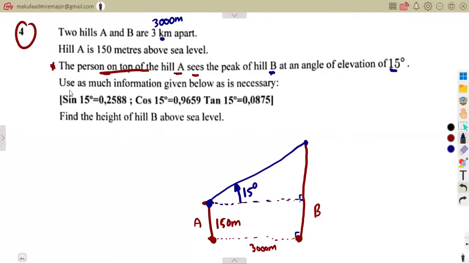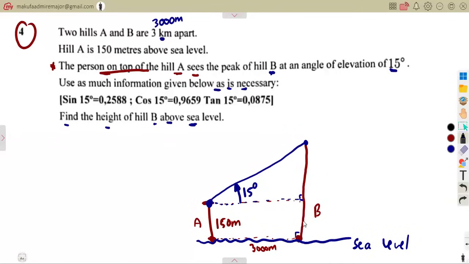So the question was, use as much information given below as is necessary. You're given the sine, the cos, the tan. Find the height of B above sea level. Remember, A is 150 above sea level. So we are considering this as our sea level. So for B above sea level, we are considering the height of B to the top there.